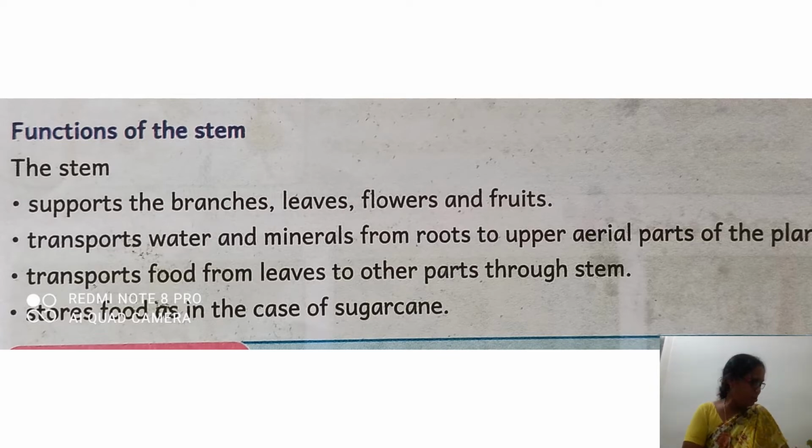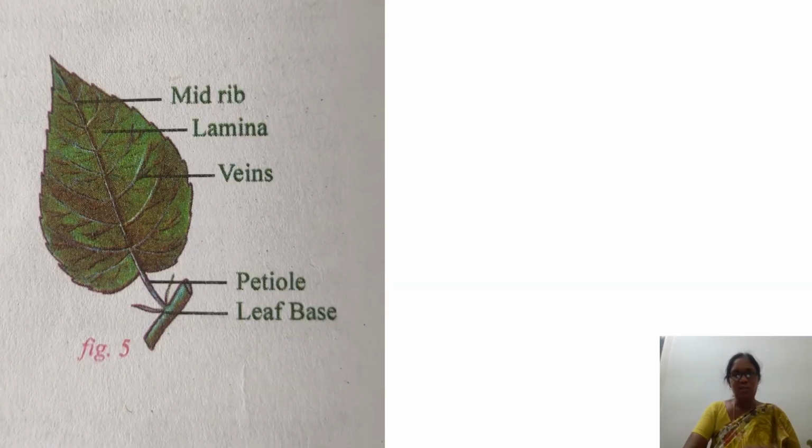It supports branches, and transports water and minerals from top to bottom, and food to all parts of the plant. And in the case of sugarcane, potato, and ginger, it's storing food. So here it's doing extra duties. That's about the stem. Shall we go to the next picture? Yes. Look at the leaf.